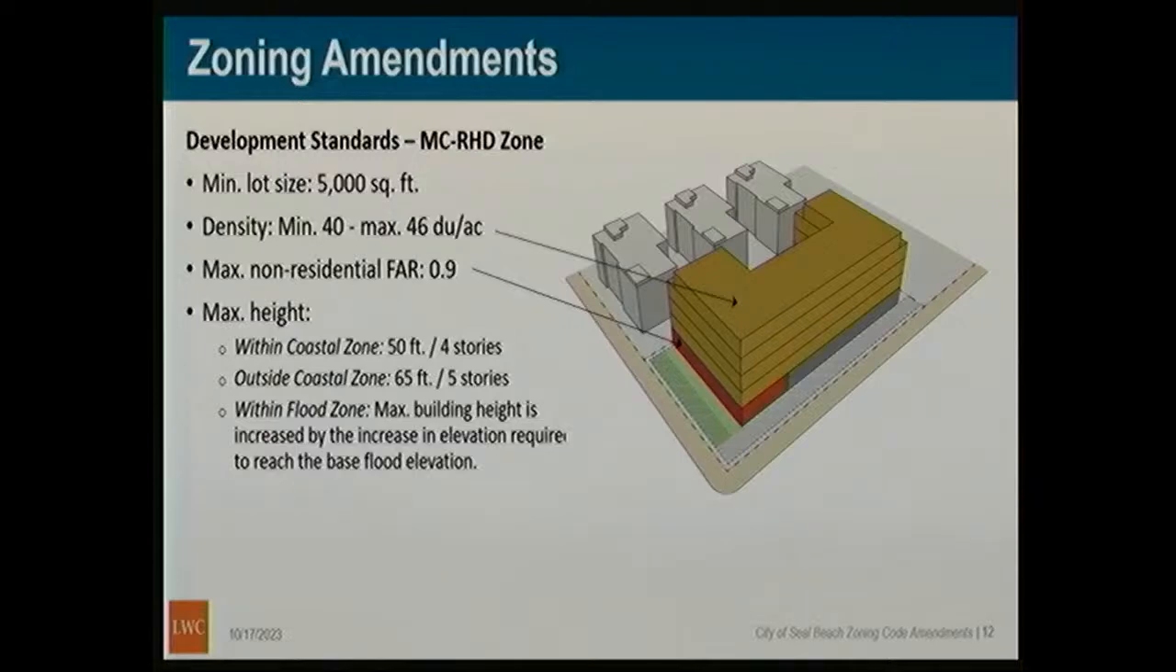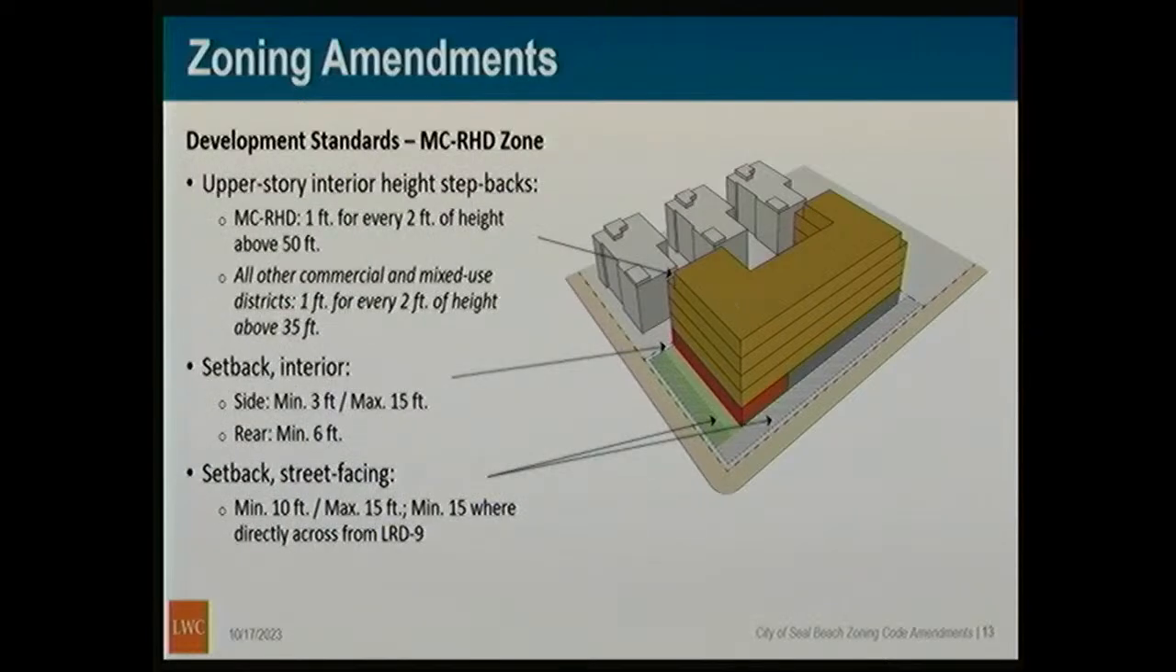We established a maximum non-residential FAR of 0.9, and the height can go a little bit higher outside of the coastal zone, an extra story. And then we measure height a little bit differently in the flood zone. That's pretty typical. Next slide, some more development standards.